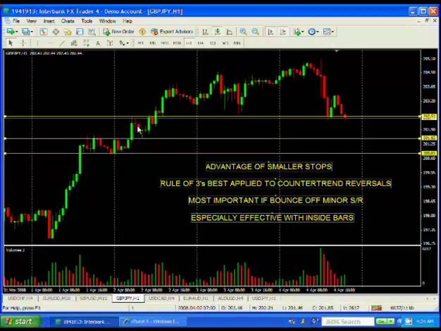Now in section 9 we left off on this breakout area here, and that brings me to my next point, because we've already talked about our entry. But now the rule of threes is especially effective when we look at inside bars.